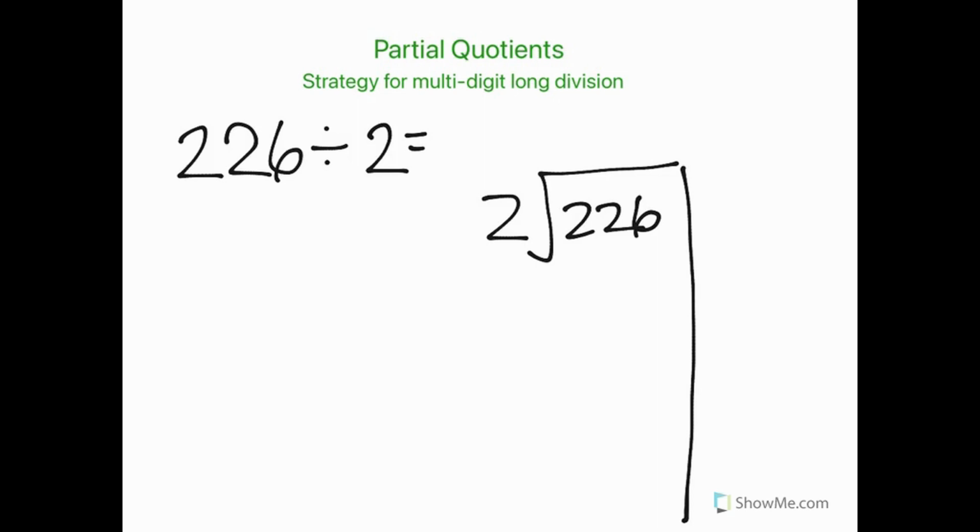We want to use numbers that are easy to work with. So we try to use friendly numbers like 10 or 100. So with this number, we know that at least 100 groups of 2 will fit into 226. So let's start with that.